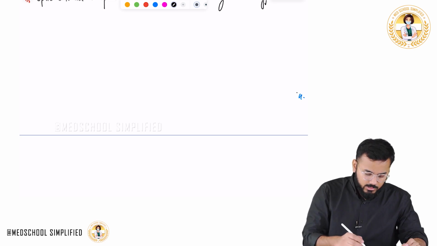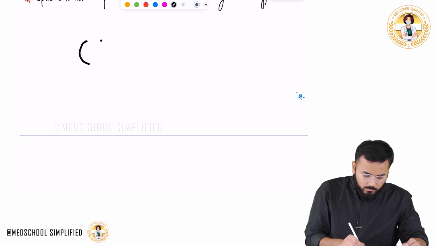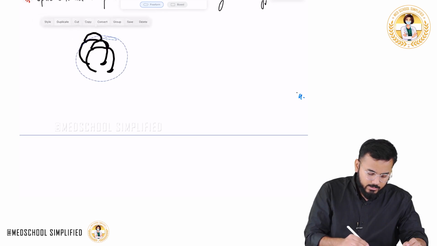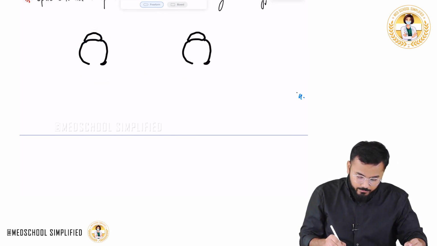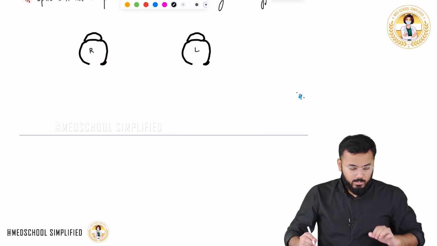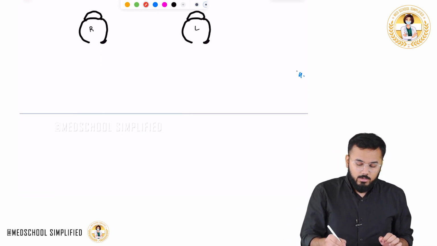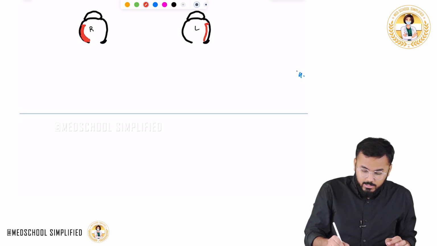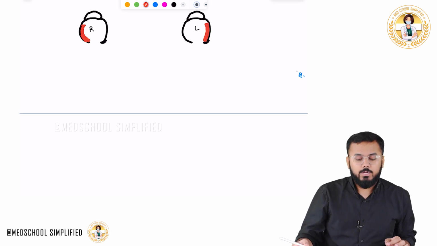For example, if you see, this is your eyeball. Let us say this is your right eyeball, and this is your left eyeball. Now to this eyeball, if you look very clearly here, this red color thing which I have drawn is called the retina. Here also this red color thing which I have drawn over here is your retina.